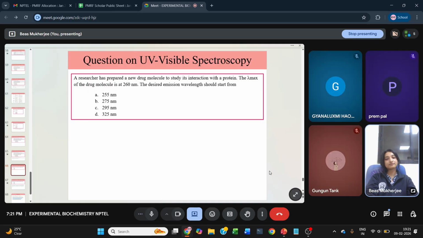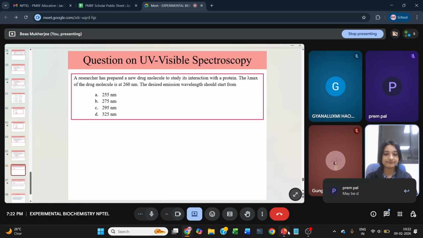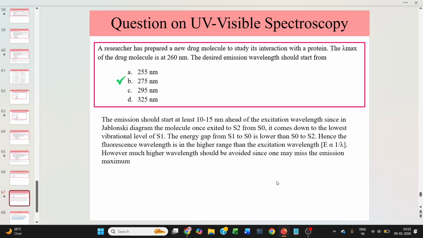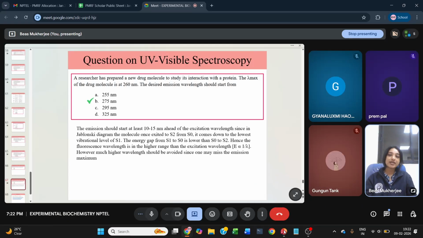Okay. Try answering. Maybe D. Let's see. And then we also have the explanation. Acha. So the explanation. So the right answer is B. Why is that so? Because according to Stokes shift, actually we'll read this first.